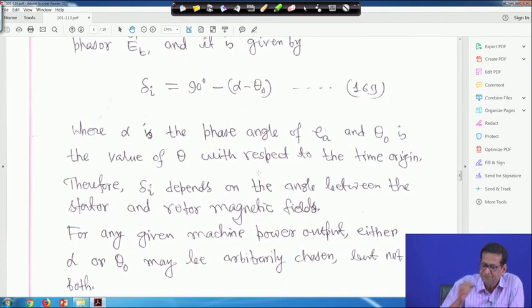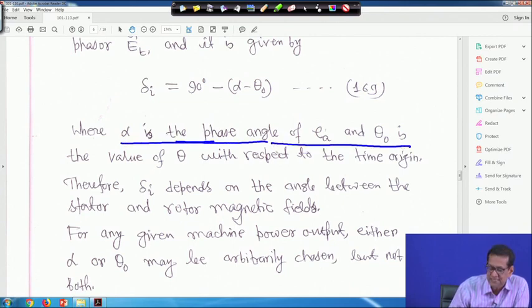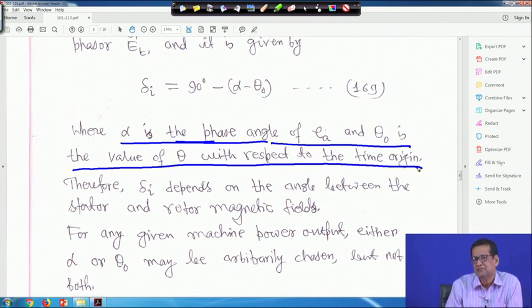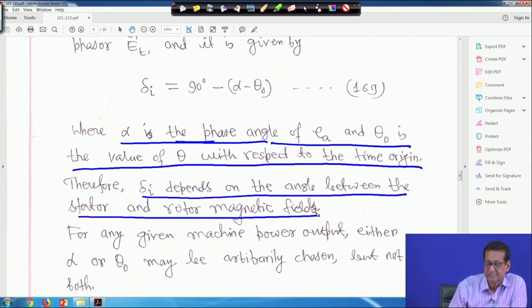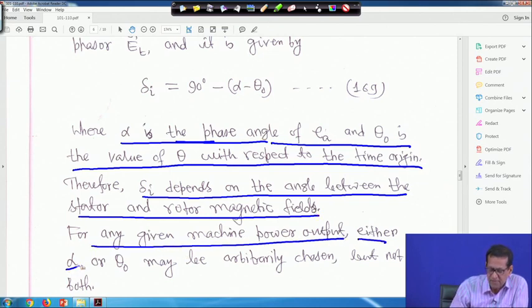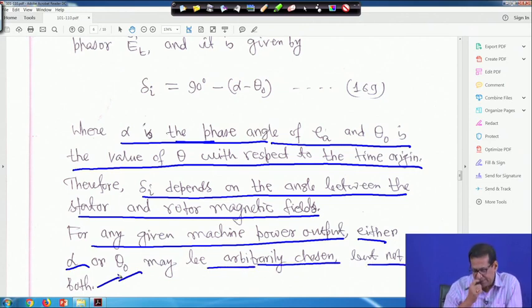Now, alpha is the phase angle of EA, and theta 0, as I told you before, is the value of theta with respect to the time origin, say at t equal to 0. Therefore, delta I depends on the angle between the stator and rotor magnetic fields. For any given machine power output, either alpha or theta 0 may be arbitrarily chosen, but not both. You have to choose either alpha or theta 0 for any given power output, but not both. So, that is the condition.